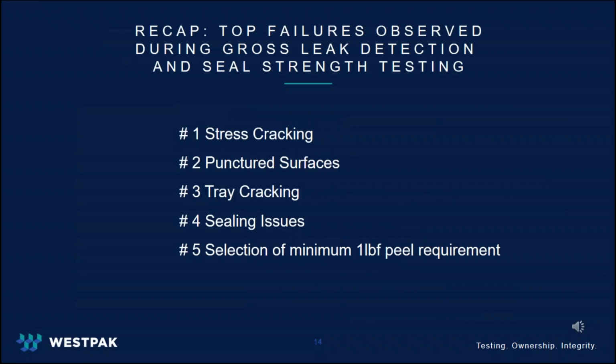Here's a short recap of what we've talked about today. There are 4 main failure modes for sterile barrier systems that we observed during gross leak. They are stress cracking, punctured surfaces, tray cracking, and sealing issues. And the biggest issue we see with peel testing is companies selecting a minimum required peel value of 1 pound without doing any pre-validation work.